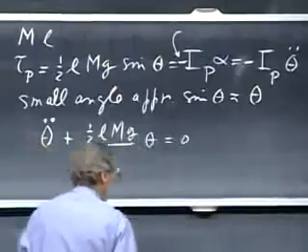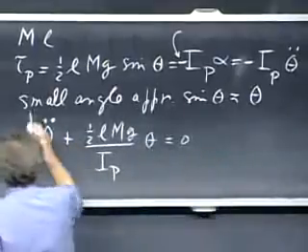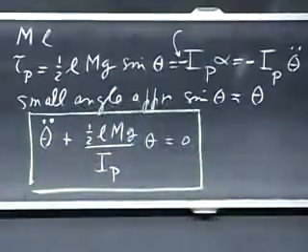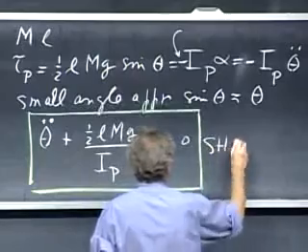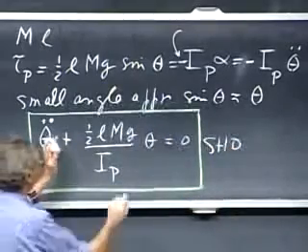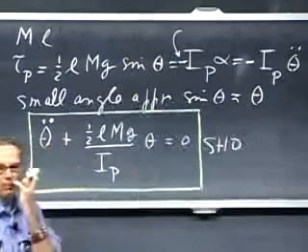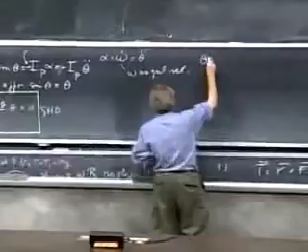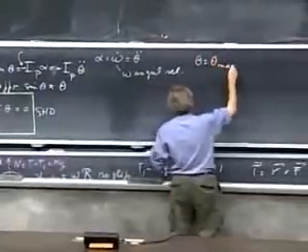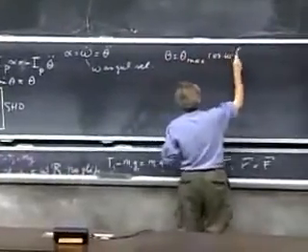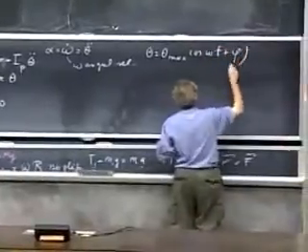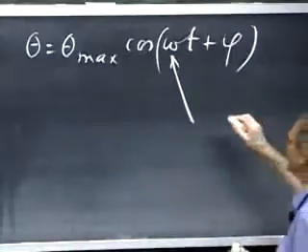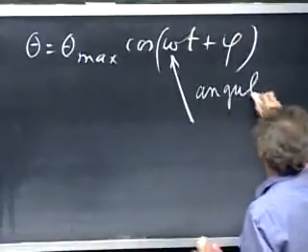Needless to say, I'm happy like a clam at high tide because I see here an equation which clearly tells me that we have a simple harmonic oscillation. Theta double dot plus a constant times theta is 0. And so we must get as a solution that theta is some maximum angle times the cosine of omega t plus or minus phi. This omega has nothing to do with that omega. This is the angular frequency.